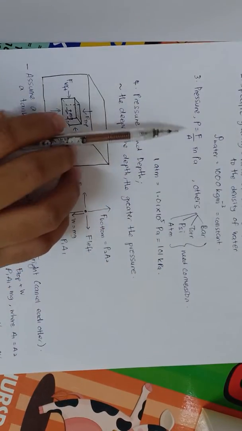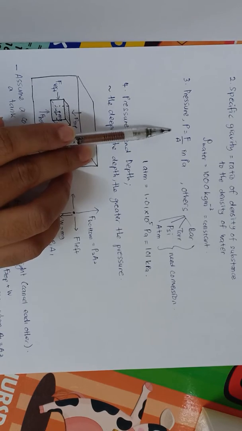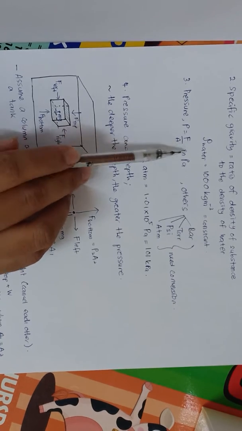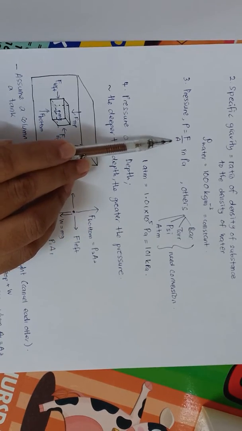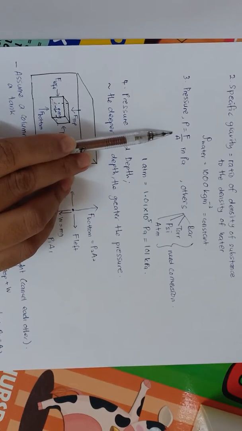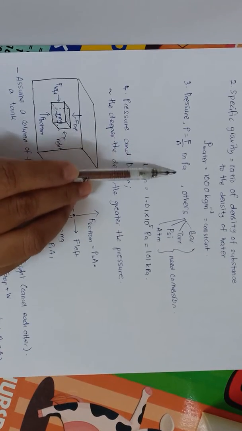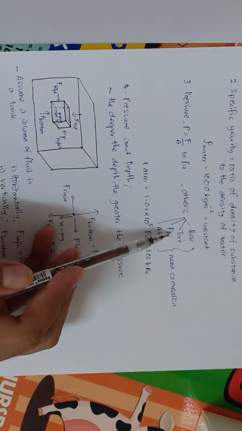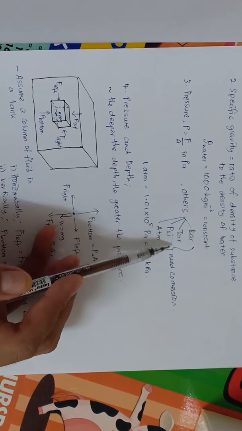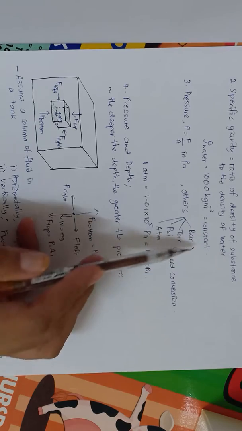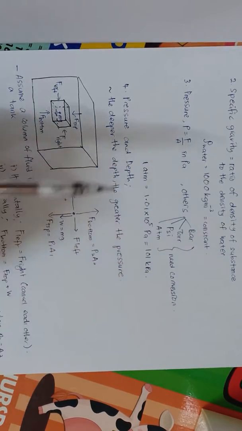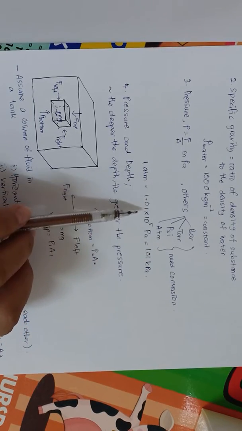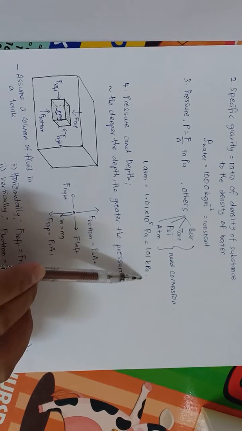The next part is pressure. We have done pressure in our previous chapters, so you know what pressure is. Pressure is defined as force per unit area. The question will tell you what area it covers. The SI unit is Pascal. Other than that, you may find bar, torr, PSI, pounds per square inch, and then ATM. All of these need conversion if given. The most popular one is ATM, and you need to know that 1 ATM is equal to 101 kilopascal.